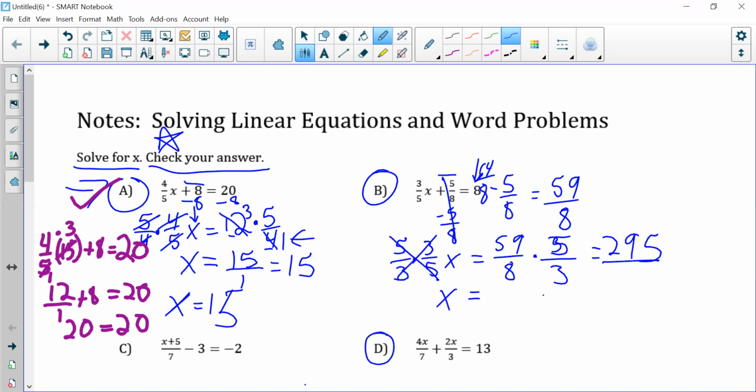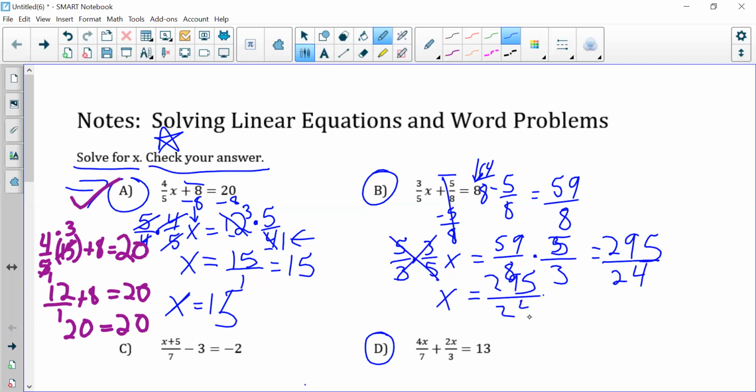And 8 times 3 is 24. So 295 divided by 24 is a decimal, and that's not going to work. So we're going to leave it that way. So x equals 295/24.